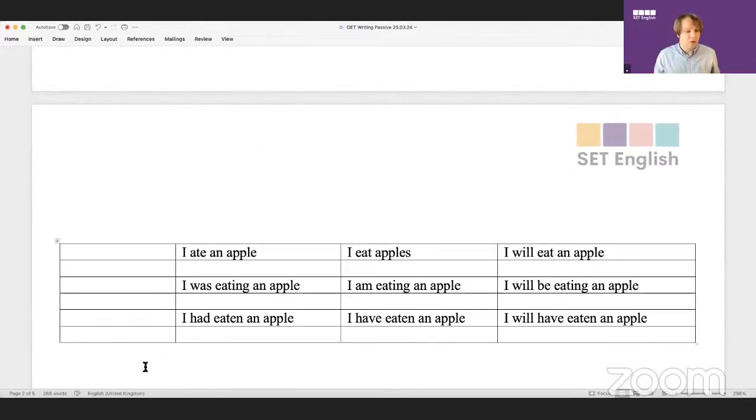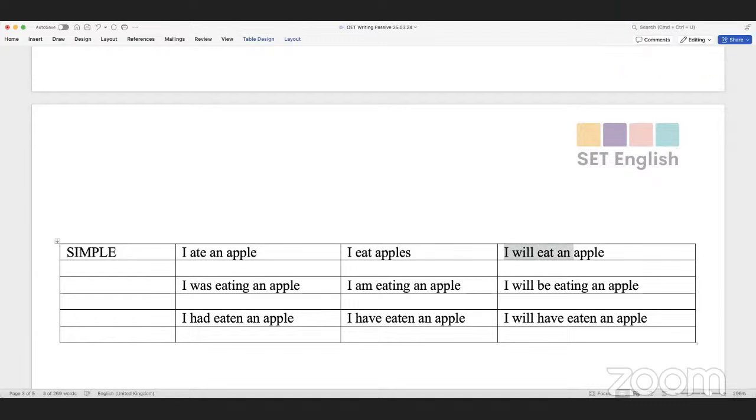You guys are going to go into groups and try to remember, what is the passive of all tenses? This is the simple tense. Past simple, I ate an apple. Present simple, I eat apples. What's this one, guys? Future. Okay, what do we call this one? I was eating an apple. Past continuous.